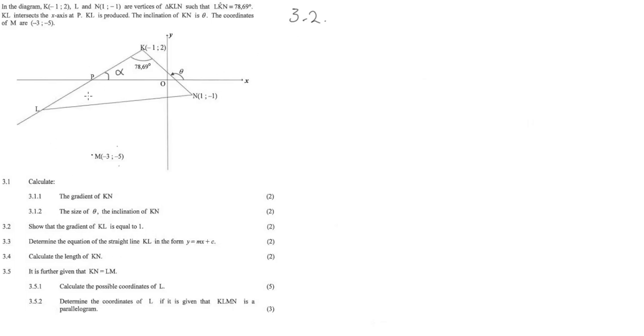KL, the straight line KL, passes through the point K. The coordinate of K is this. We don't know the point L, but we know the angle of KL is equal to 1.